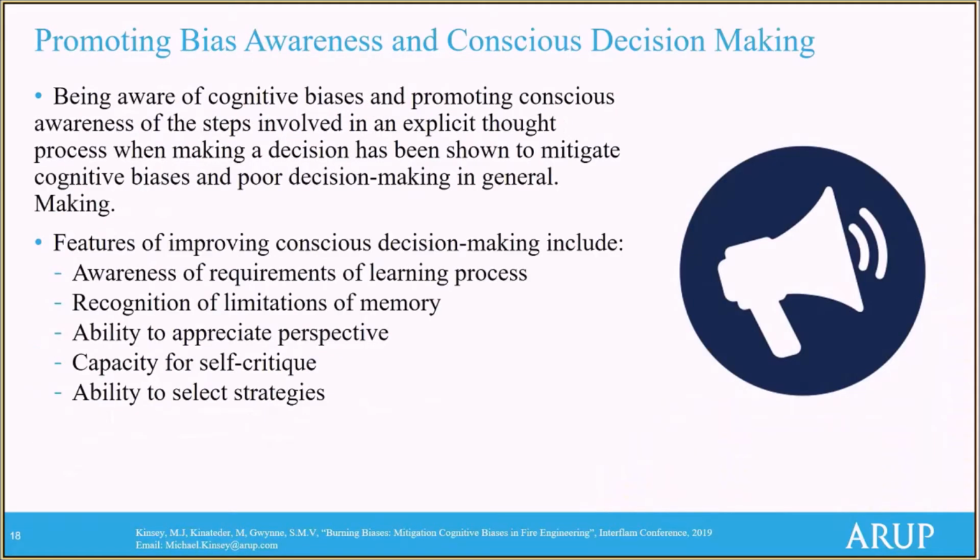If we look at promoting bias awareness, essentially if we make people aware that biases occur, then this can actually make people more likely to spot them during the design process and hopefully sometimes self-correct. Sometimes you can spot it in others, but often self-correction is an easier way to address this. Now, the features of improving conscious decision making generally include awareness of the requirements of learning, so appreciating the need that you need to learn this, recognition of limitations of memory, not expecting people to necessarily remember everything, but to understand that there are limitations. Ability to appreciate perspectives, certainly perspectives that are not shared with you. The capacity to self-critique, so to look at why you might be wrong, and the ability to select strategies.